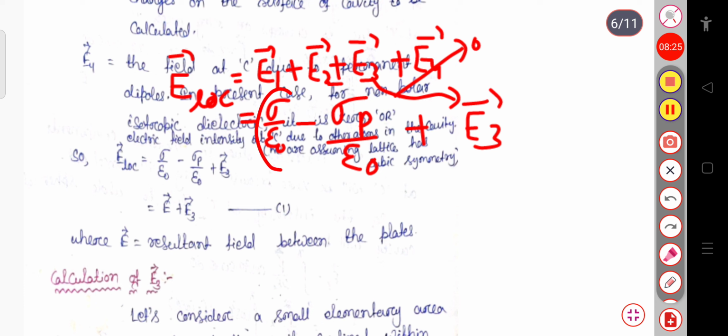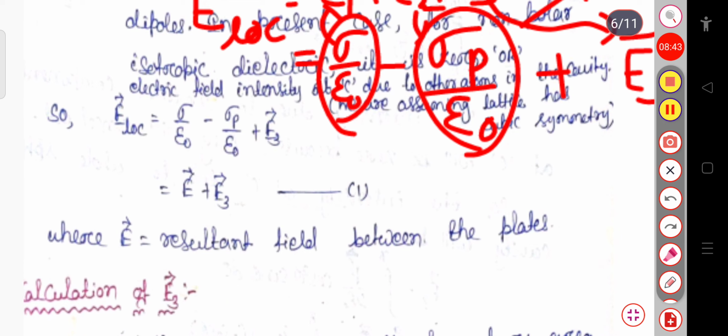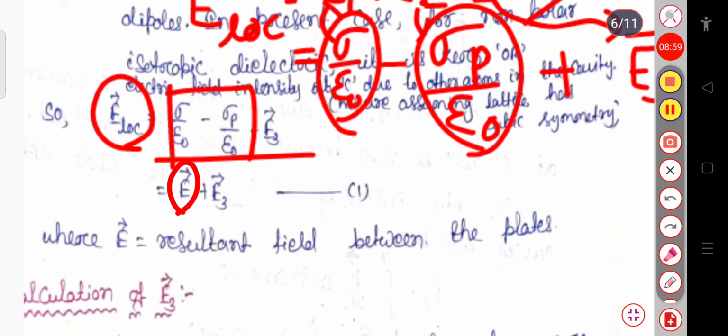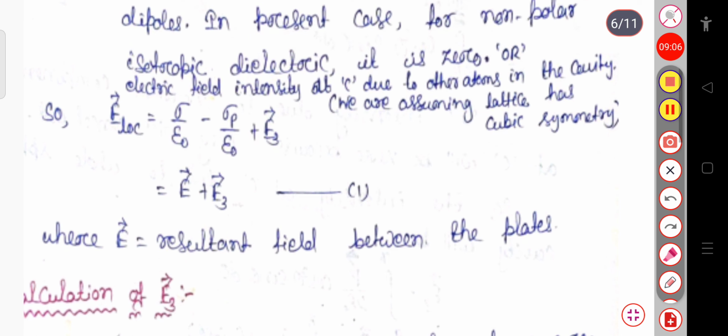This sigma by epsilon naught is for the charged plate capacitor when there is no dielectric, and this sigma p by epsilon naught is for when the dielectric is introduced between the plates. Now the total localized electric field is equal to sigma by epsilon naught minus sigma p by epsilon naught, plus E3. The sigma by epsilon naught minus sigma p by epsilon naught is, say, E, the resultant field between the plates, and this is plus E3. Now our main aim is to calculate the electric field E3.